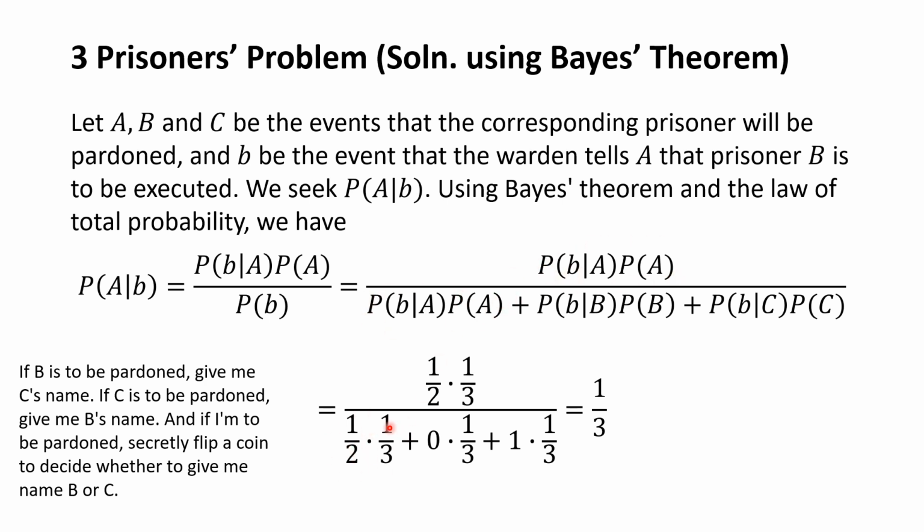So we'll just copy that down. Then the next two are a little bit tricky. The probability of B is 1/3 again, and the same for the probability of C. But the probability that B is to be pardoned and the warden says B is to be executed, that's what this little b means. Well, that probability is 0 because we assume the warden is not lying, he's going to tell the truth. So this is 0.